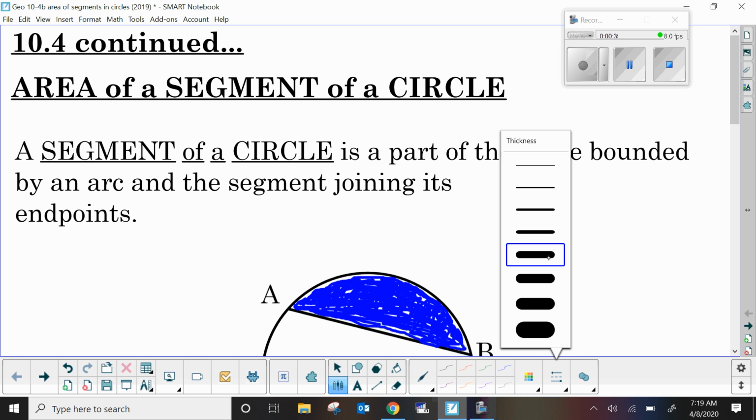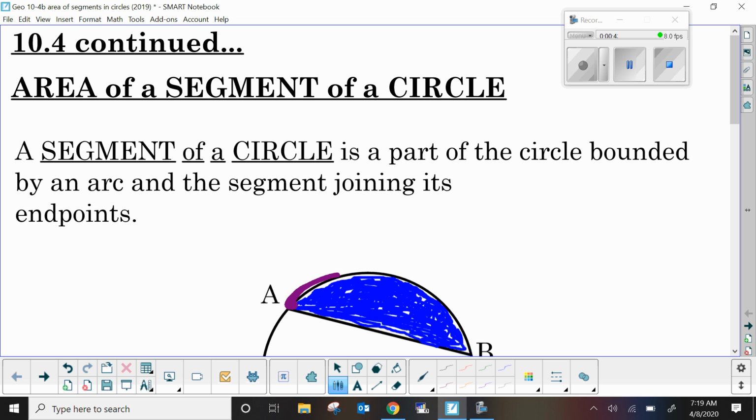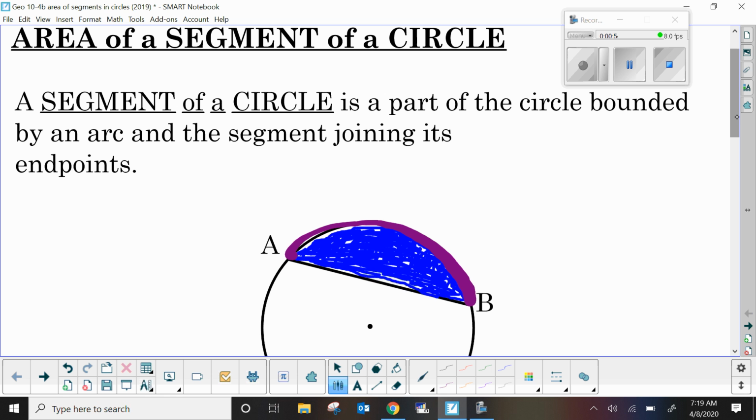Bounded by an arc. So here is an arc and the segment joining its endpoints. A and B are the endpoints of that arc, and the segment that joins those endpoints. The area that is bounded by that region is called a segment of the circle. That is the segment of the circle. And what we're going to do today is find the area of that part.